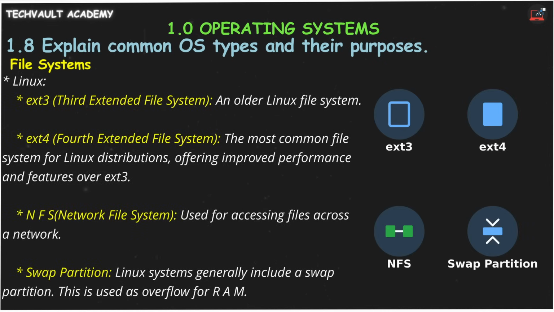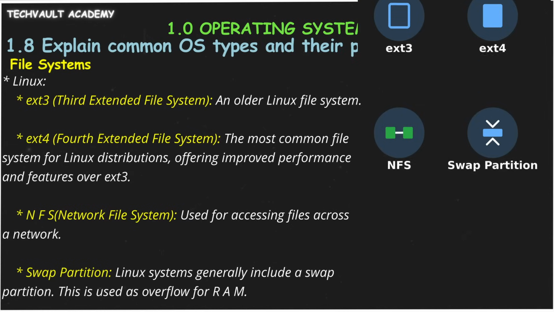Linux: ext3, third extended file system, an older Linux file system. ext4, fourth extended file system, the most common file system for Linux distributions, offering improved performance and features over ext3, and NFS, network file system, used for accessing files across a network. Swap partition. Linux systems generally include a swap partition. This is used as overflow for RAM.